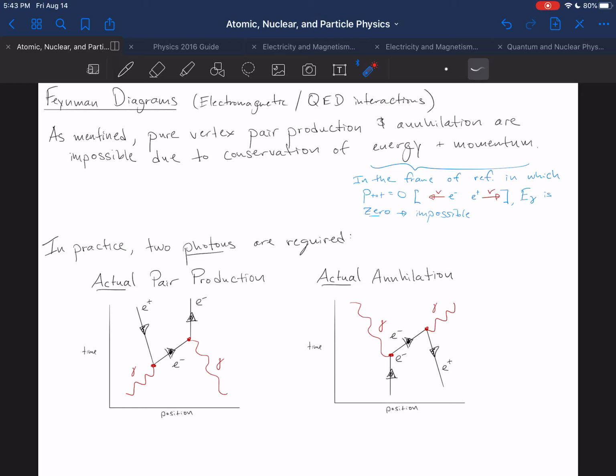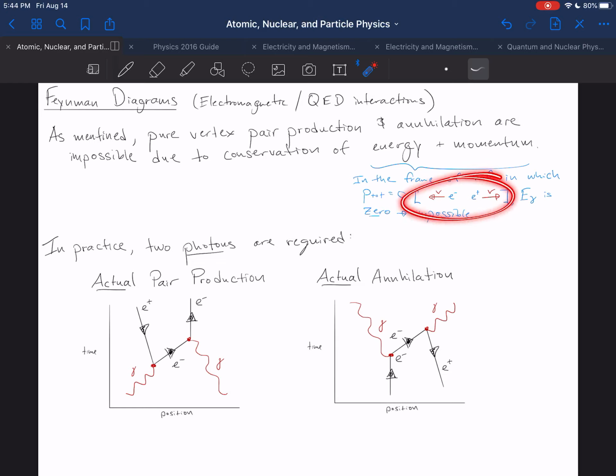momentum. I don't want to dwell too much on this, but to consider why, think about the frame of reference in which the total momentum of the electron and the positron are zero. So imagine the electron and the positron pop into existence and move away from each other, from the photon, in exactly opposite directions with exactly the same velocity.